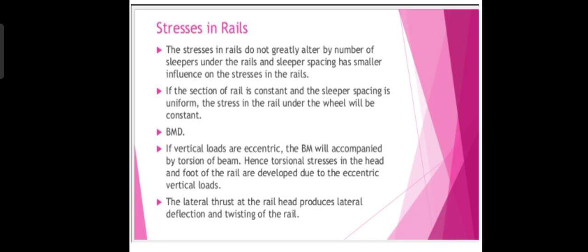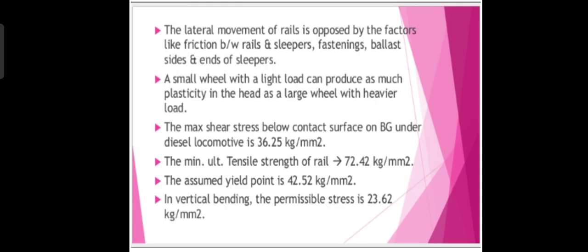The lateral thrust at the rail head produces lateral deflection and twisting of the rails. The lateral movement of rails is opposed by factors like friction between rails and sleepers, fastening, ballast sides and ends of the sleepers. A small wheel with a light load can produce as much plasticity in the head as a large wheel with a heavier load.